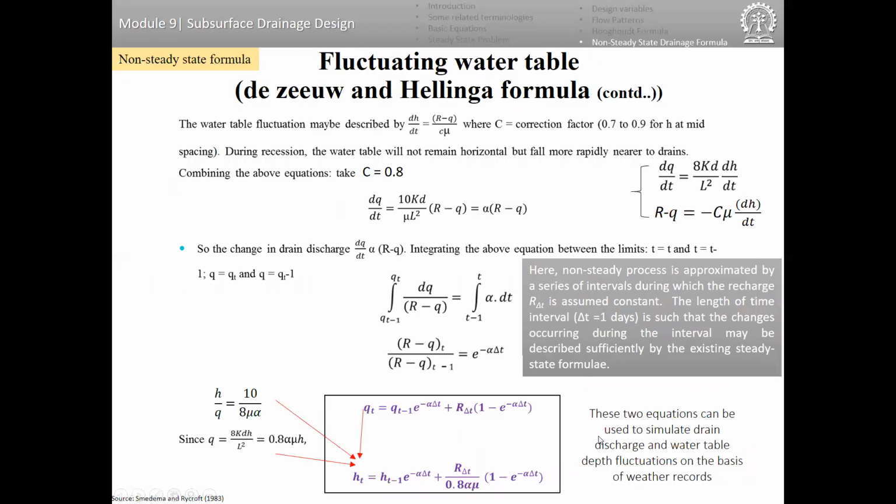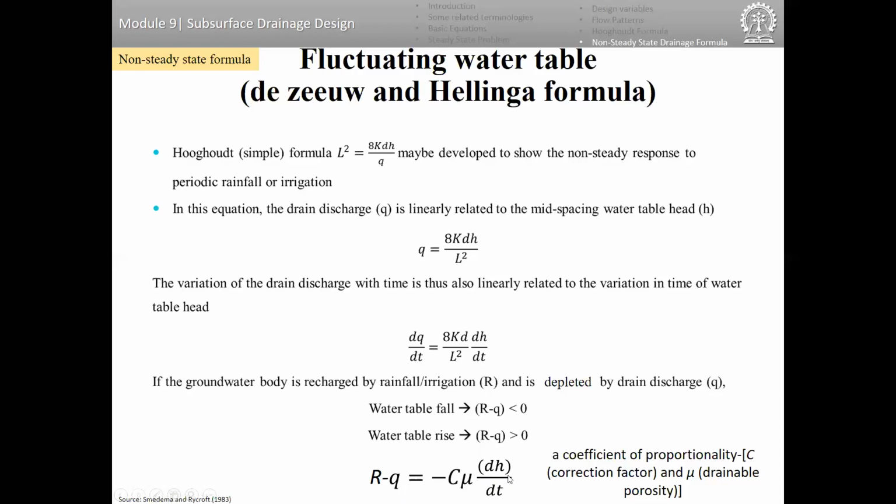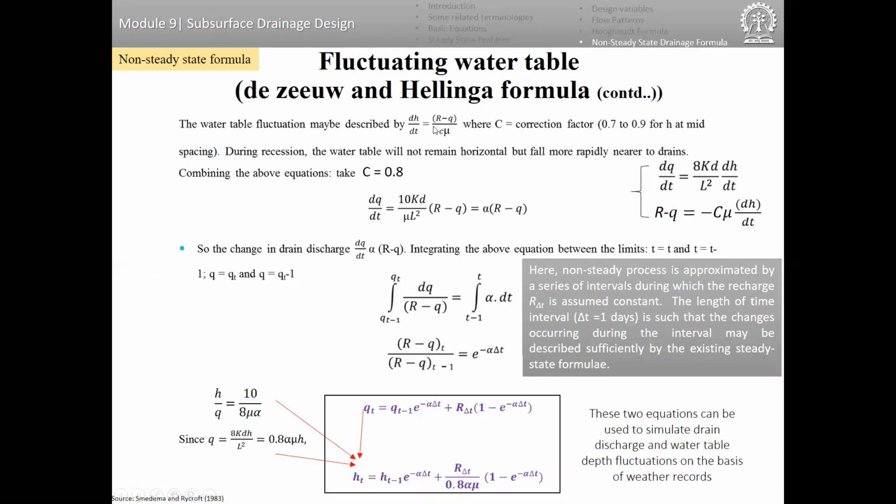So let's see this again. This water table fluctuation can be described by this formula. dH by dt is the water table fluctuation with respect to time. It can be described by this equation: dH by dt is equal to (R minus Q) C by mu, where R minus Q is net recharge, mu is drainable pore space, and C is a correction factor, which is approximately equal to 0.7 to 0.9 for H at mid spacing.